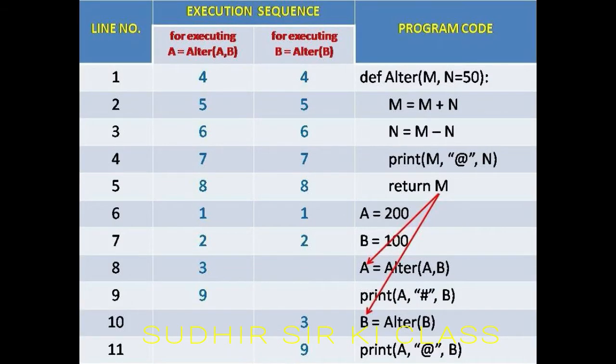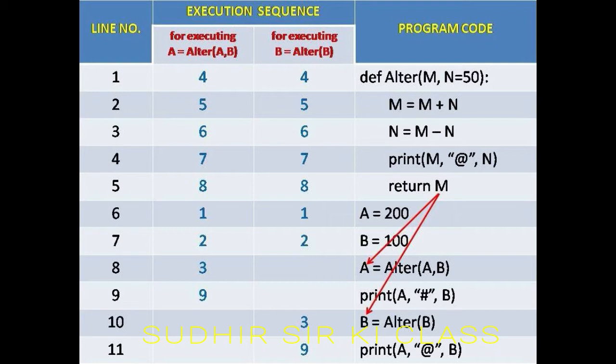Now, on your screens, you can see our execution sequence. Please see this screen very carefully. On the extreme left, I have given the line numbers. The second column is for the function call statement A is equal to alter AB, which is the first function call statement in the program.